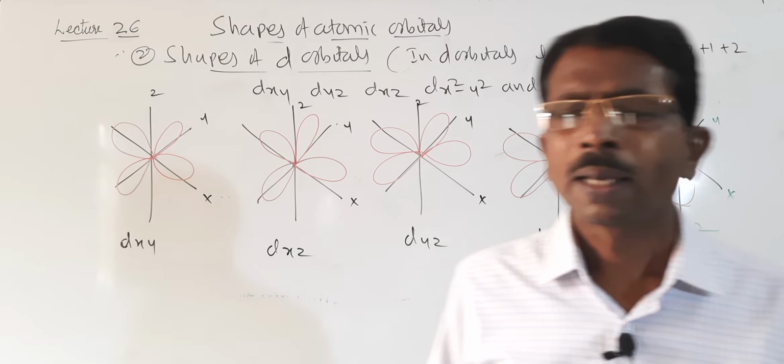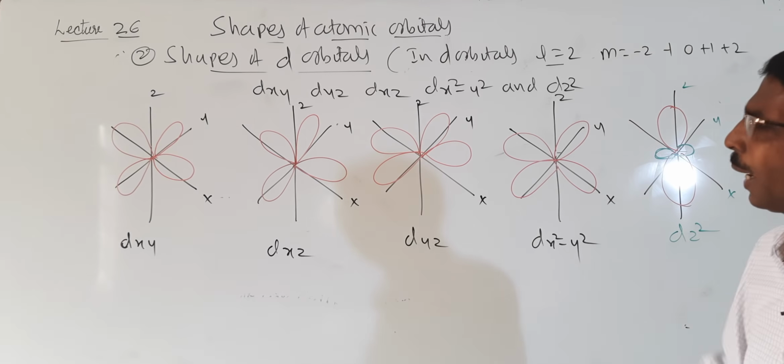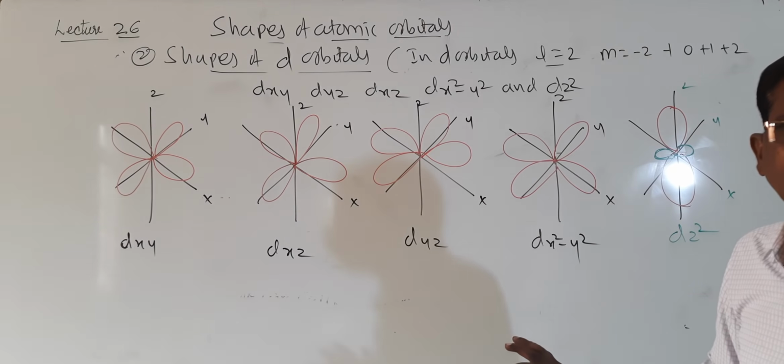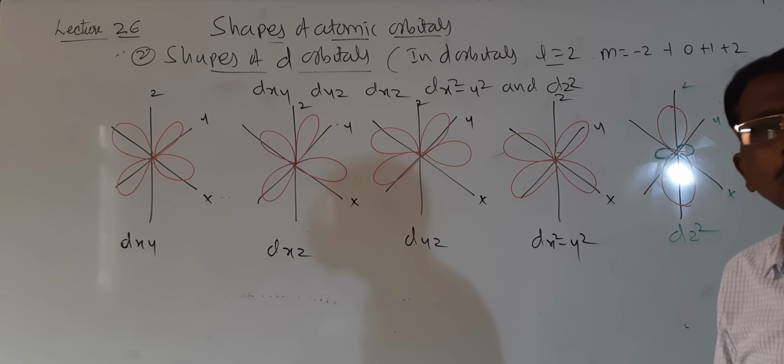It is not necessary to have exactly the same model, and if some variations are there while drawing these orbitals, then it is also okay.